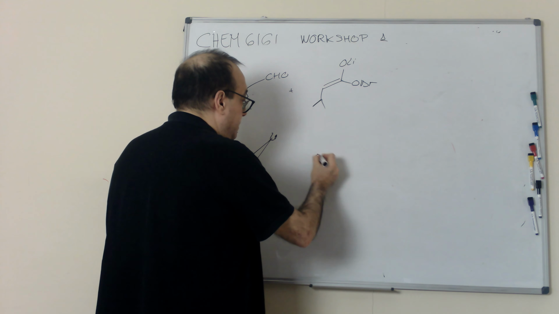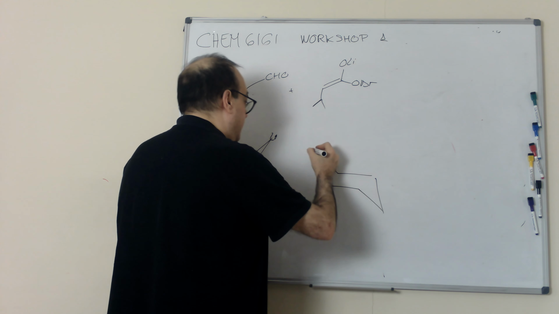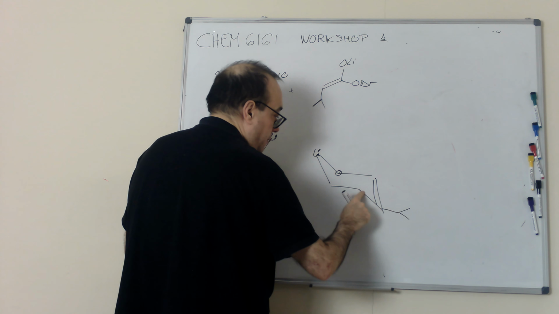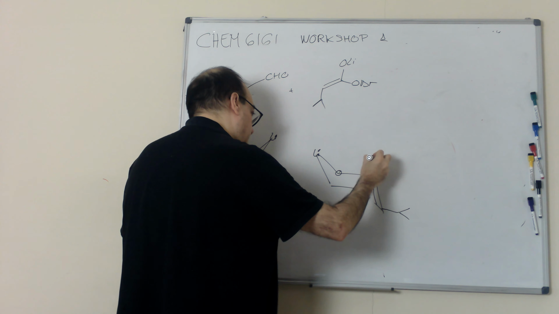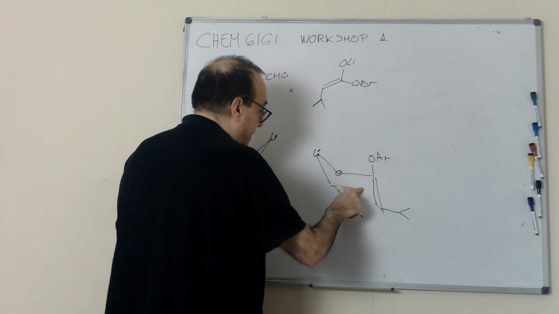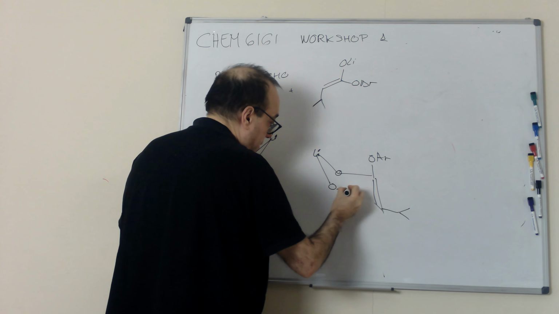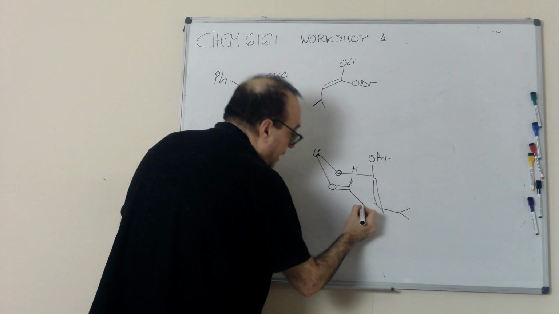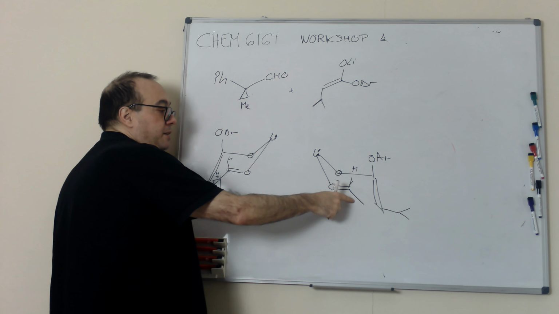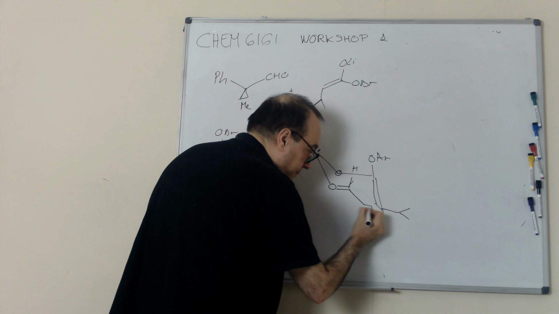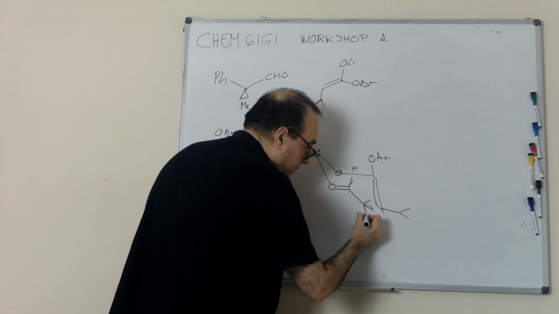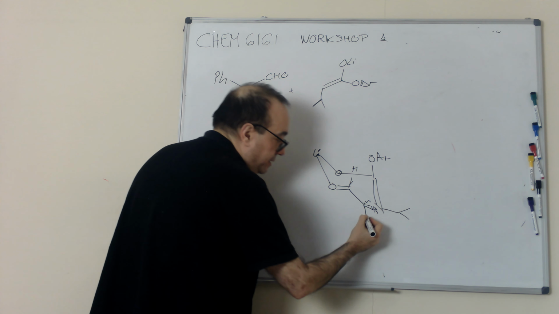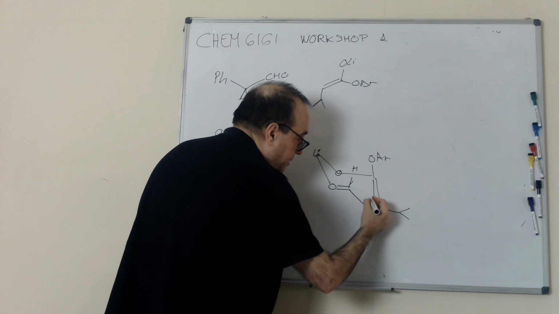I draw the other transition state. Okay? Exactly the same. This is the enolate, and then again I put here the aldehyde in the equatorial position, and then again I draw this with the phenyl here. In this case, if the phenyl is in this position, I have the hydrogen down and the metal inside.